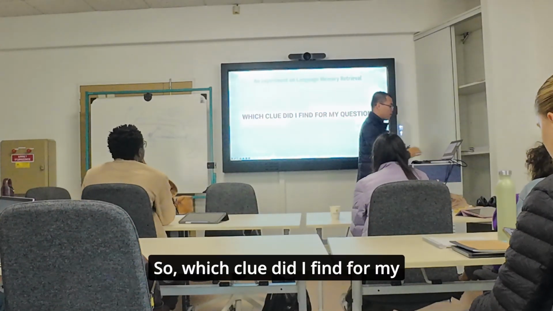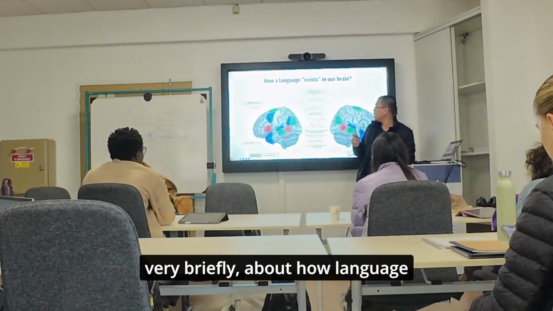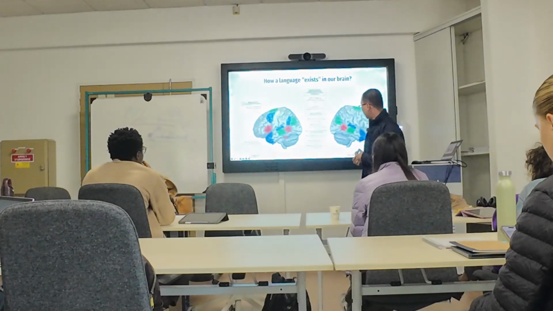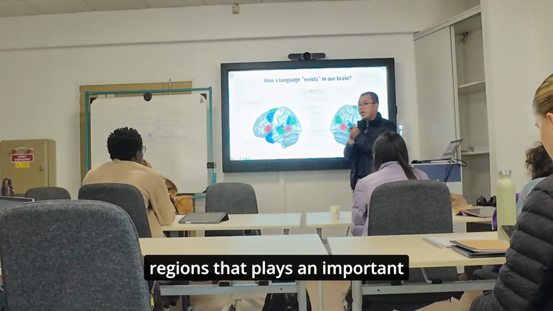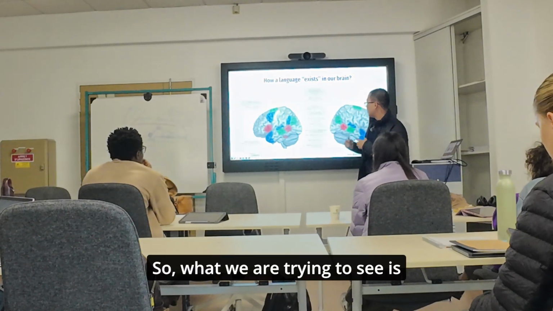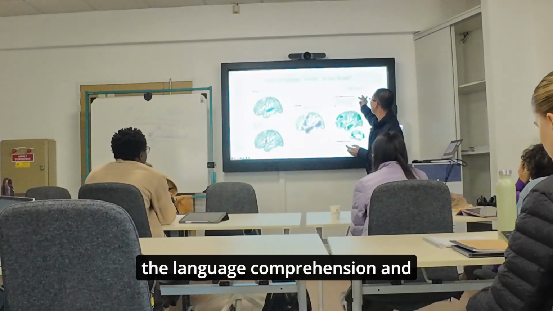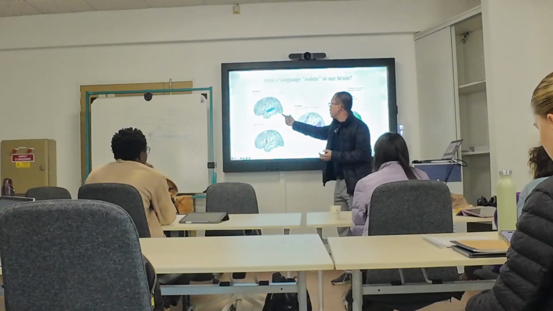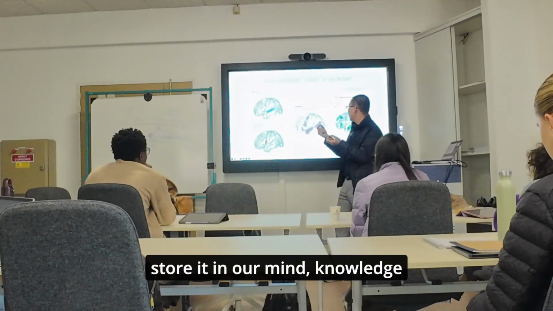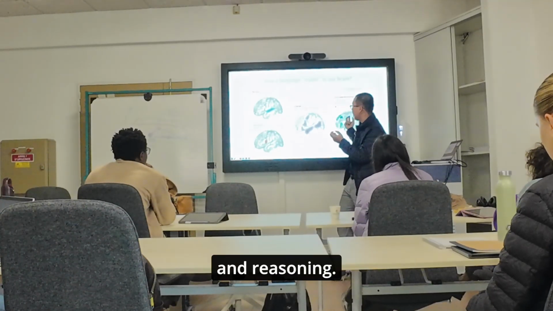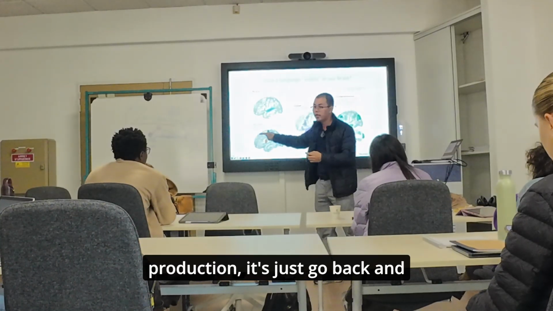So which clue did I find from my question? Firstly, we talk very briefly about how language exists in our brain. As you can see in this image, our brain has a lot of regions that play an important role in language. What we are trying to say is language comprehension and language production. We perceive something, and then we store it in our mind as knowledge and reasoning, and then when we talk or write, that's language production. It just goes back. Okay?